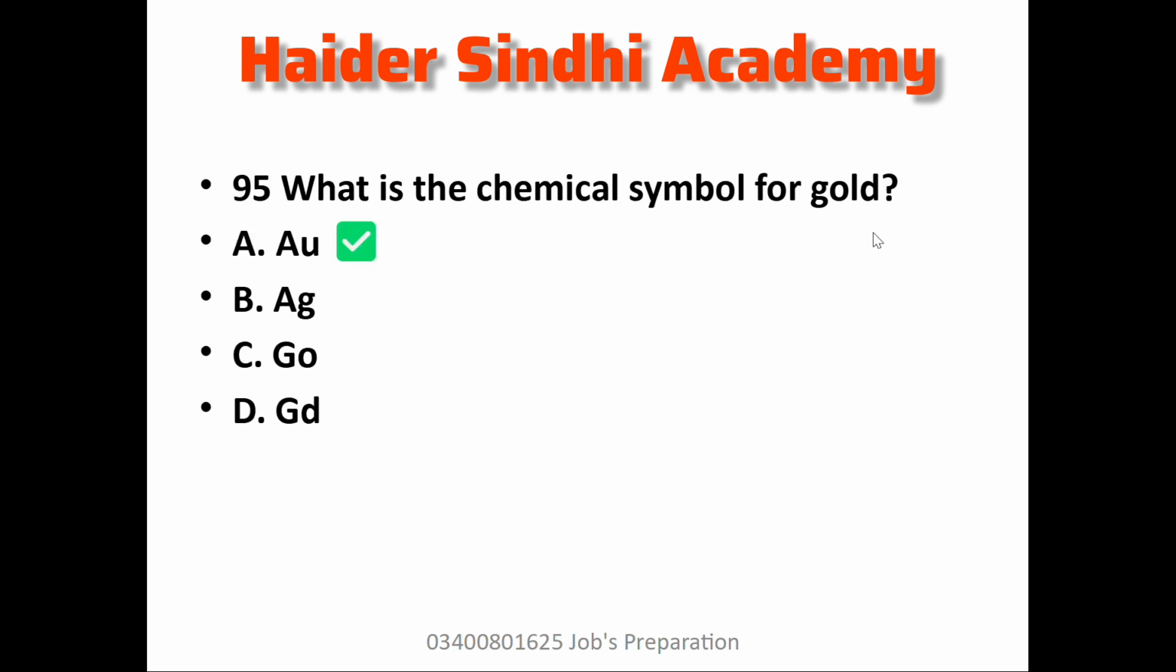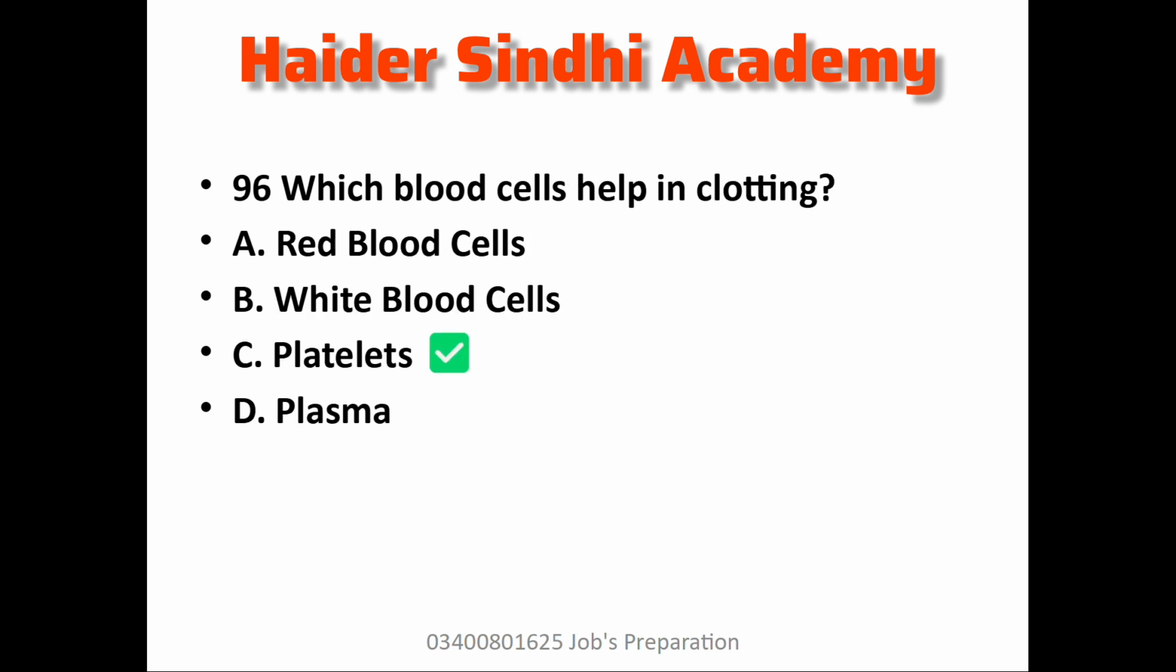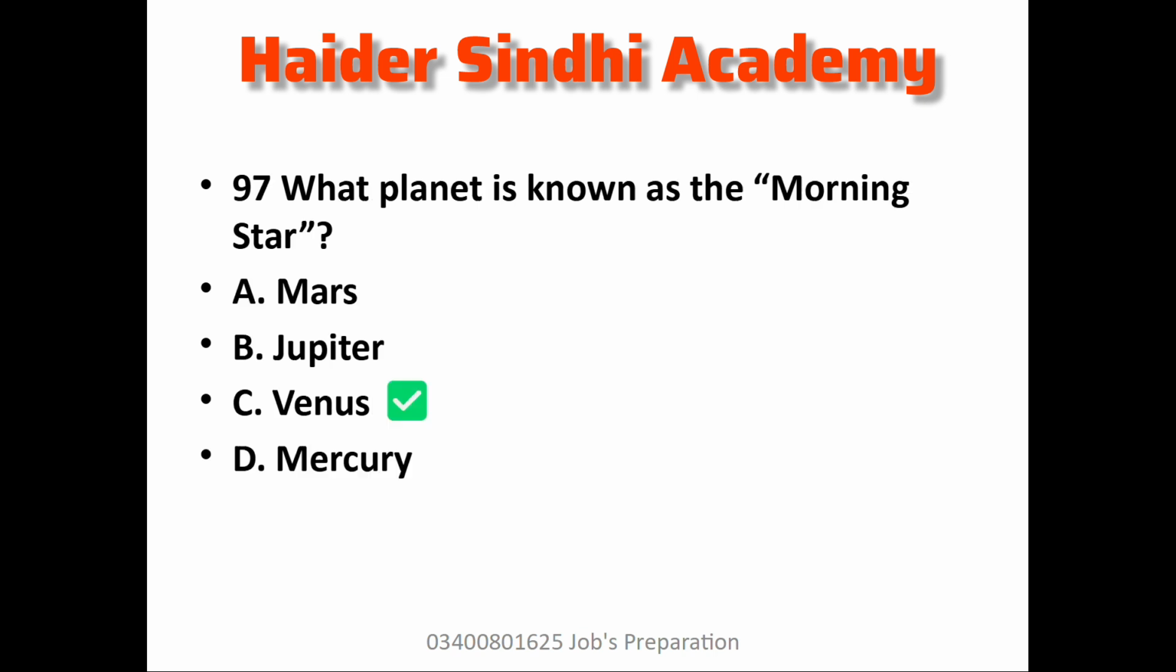What is the chemical symbol for gold? A is the correct option, and option B, Ag, is the chemical symbol for silver. Option C and D are incorrect options. Which blood cells help in clotting? Option C, platelets, is the correct option. What planet is known as the morning star? Option C, Venus, is the correct option.